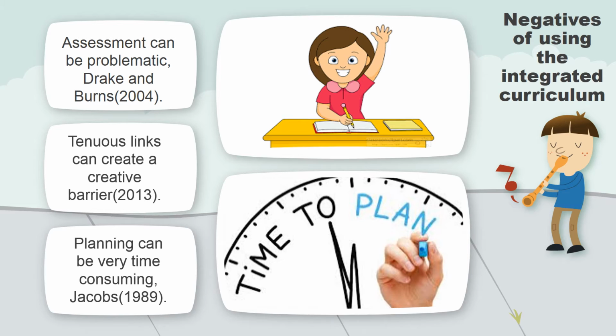Ofsted 2013 explains that practice that makes tenuous links between subjects can create a creative barrier for children. Jacob 1989 explains how planning can be very time-consuming, as teachers have to ensure that the theme is well thought through and able to provide meaningful and relevant activities.